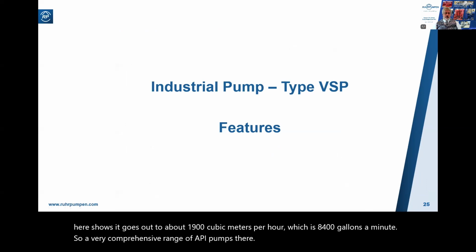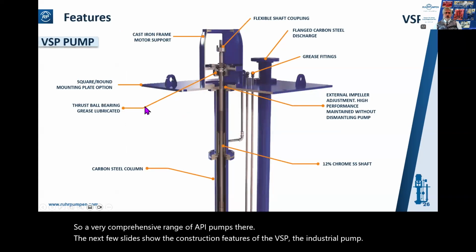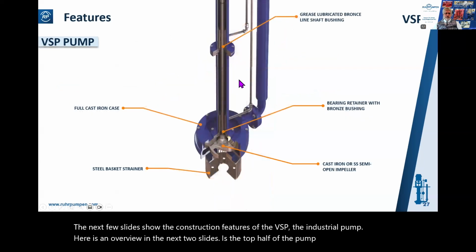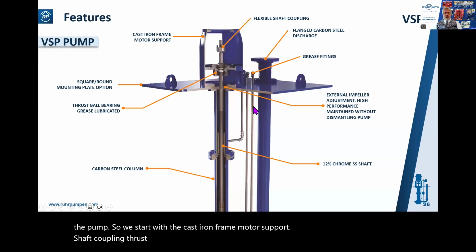Well, the next few slides show the construction features of the VSP, the industrial pump. Here is an overview. In the next two slides is the top half of the pump and the bottom half of the pump. So we start with the cast iron frame, motor support, shaft coupling, thrust bearing, square or round mounting plate, threaded on flange for the discharge, grease lubrication as standard.